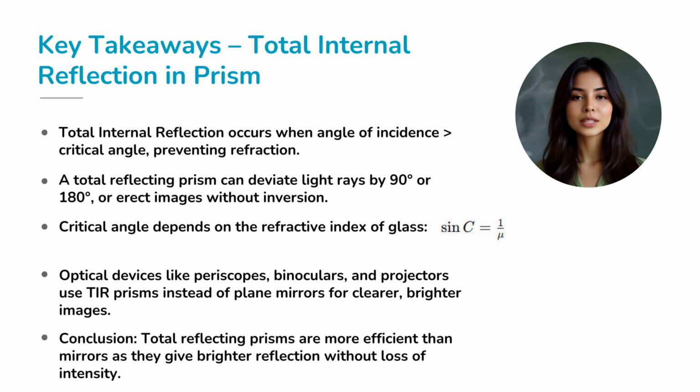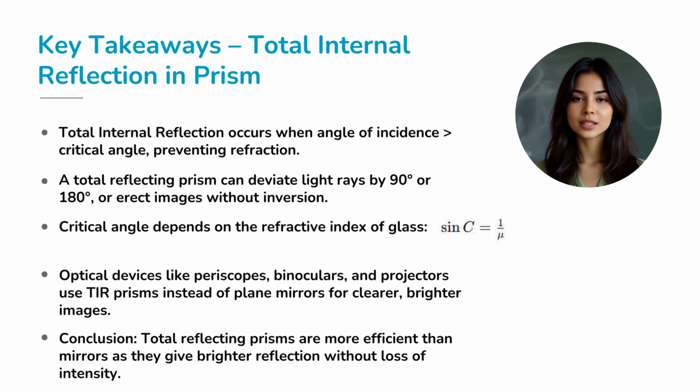Let's quickly wrap this up. Total internal reflection happens when the angle of incidence exceeds the critical angle and the light reflects fully inside the medium. A total reflecting prism can bend light by 90 degrees, flip it by 180 degrees, or even produce an erect image. Remember, the critical angle depends on the refractive index: sin C equals 1 over mu, where mu is the refractive index of glass.